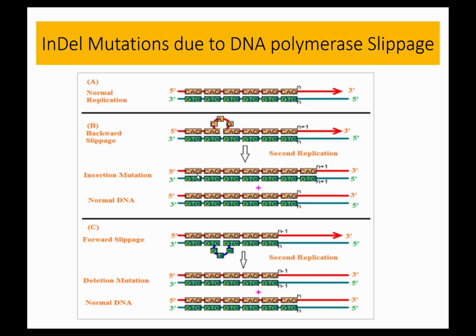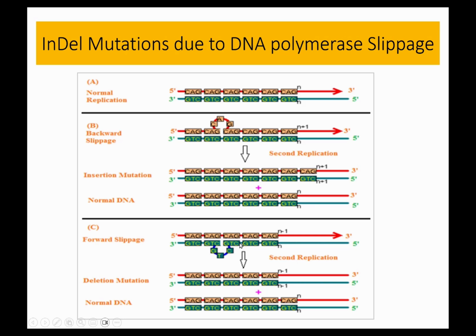The template is what I have to copy. So it copies it, but while copying, it has now made a cell with an insertion mutation. With respect to forward slippage, you get a deletion mutation. So here you have, again, your template.